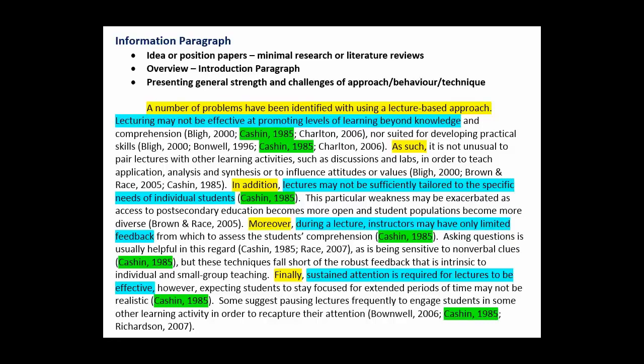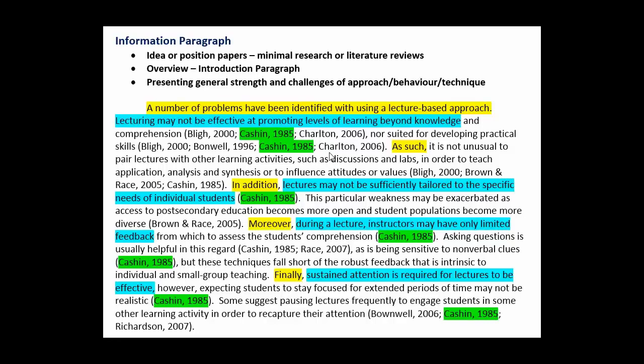They're very useful when you want to start out a paper or a thesis with an overview about the importance of a topic or presenting general strengths and challenges of an approach, behavior, or technique. So let's take a look at this one. It starts out with a number of problems have been identified with using a lecture-based approach. And then lecturing may not be effective at promoting levels of learning beyond knowledge, and then the authors are cited.